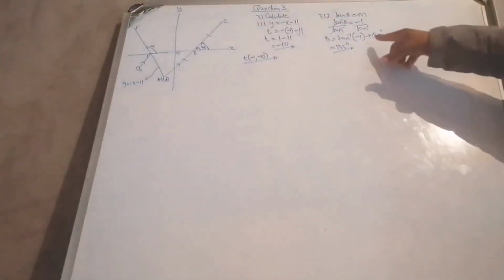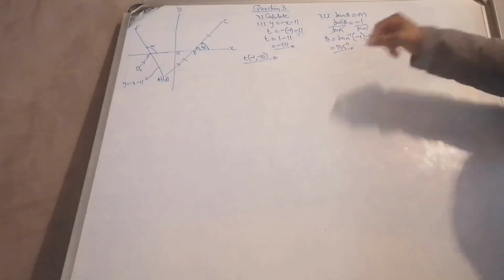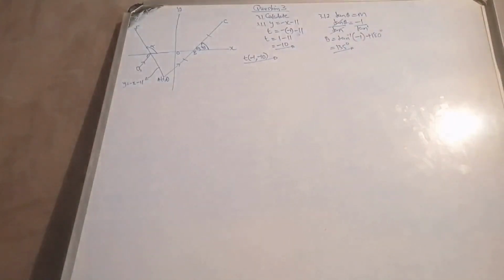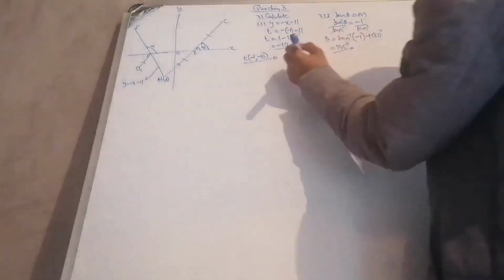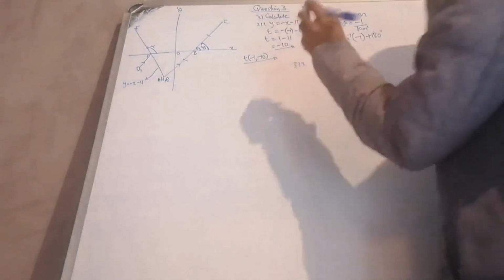So you will have your arctan of -1, you add 180 if your gradient is negative, and then you will produce a positive angle. Something that we just have to keep in mind. So we are fine with 3.1.2. Let's go to 3.1.3.